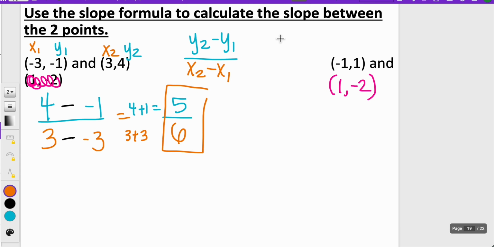So here's another one. Maybe pause this one and try this one on your own. When you're ready to check your answers, click play.